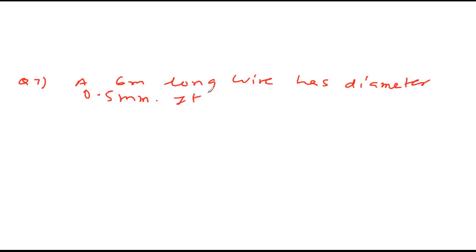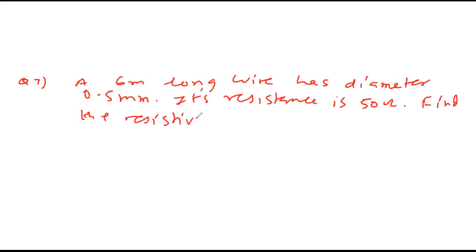A 6-meter long wire has diameter 0.5 millimeter. Its resistance is 50 ohm. Find the resistivity and conductivity.